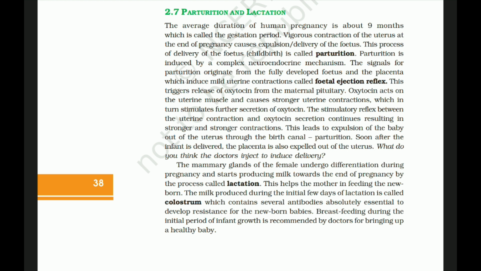This helps the mother in feeding the newborn. The milk produced during the initial few days of lactation is called colostrum, which contains several antibodies absolutely essential to develop resistance for the newborn babies. Breastfeeding during the initial period of infant growth is recommended by doctors for bringing up a healthy baby.